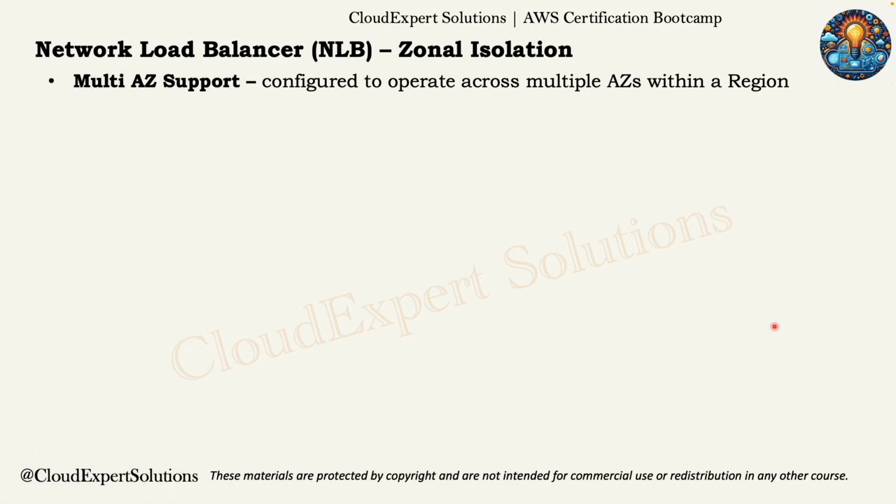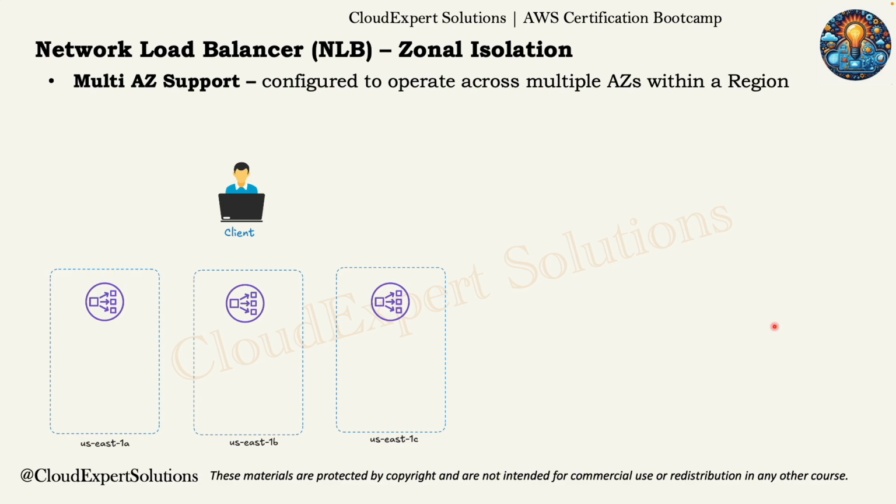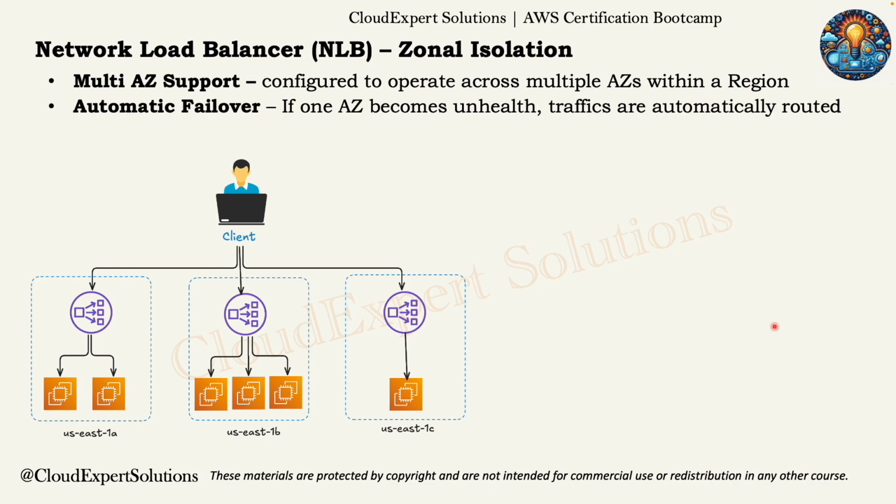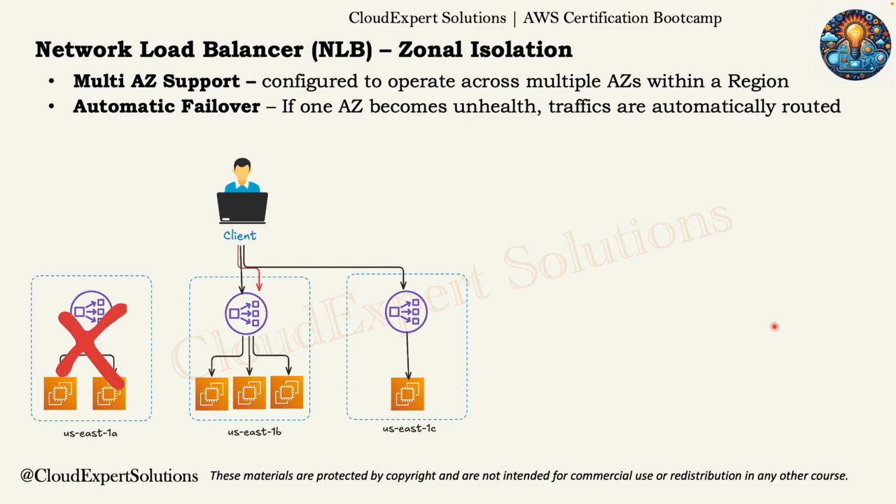Now let's review multi-AZ support. Network load balancer can be configured to operate across multiple availability zones within an AWS region, and AWS recommends customers to configure the load balancer and targets in multiple availability zones for achieving high availability. Automatic failover will occur if one availability zone becomes unhealthy. The network load balancer automatically redirects the traffic to the healthy availability zones.